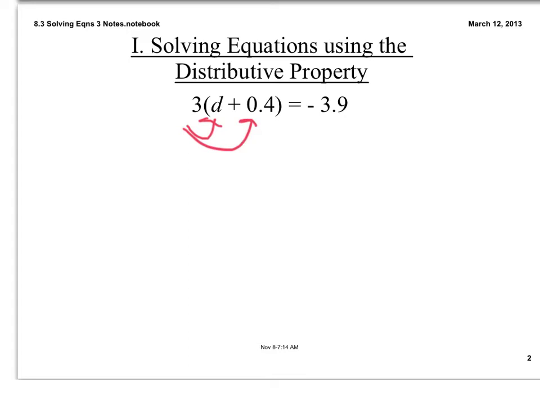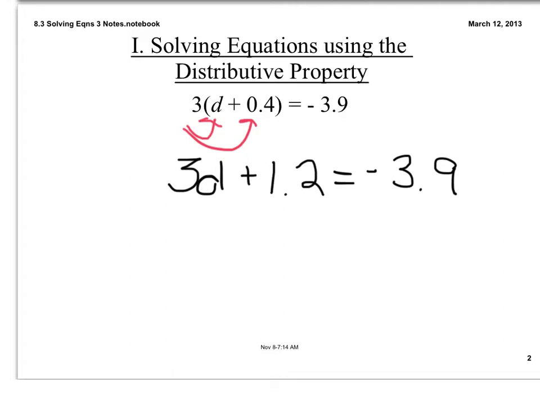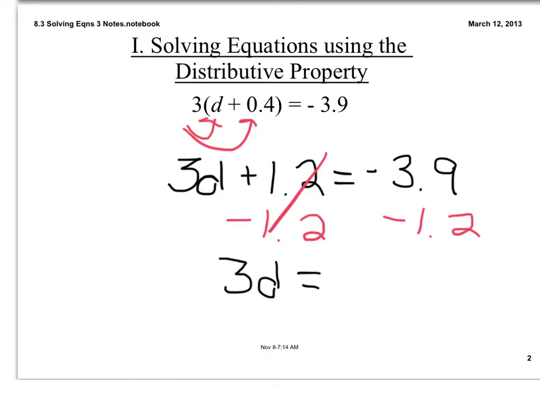So 3 times d will be 3d plus 3 times 0.4 is 1.2 equals still negative 3.9. Now, this looks like we just did in 8.2 with a two-step equation, so isolate the variable and solve for d. So we will subtract 1.2 from each side, canceling it there, leaving 3d on the left, equal negative 5.1.